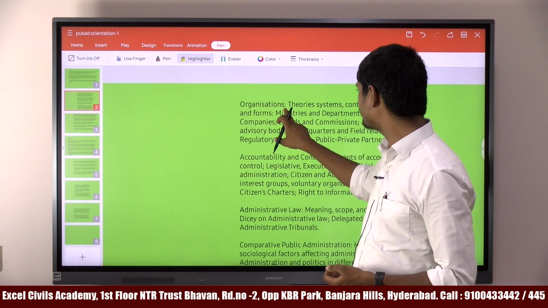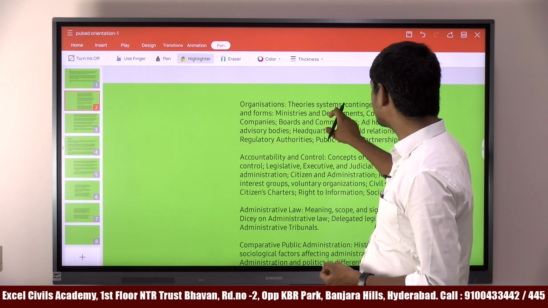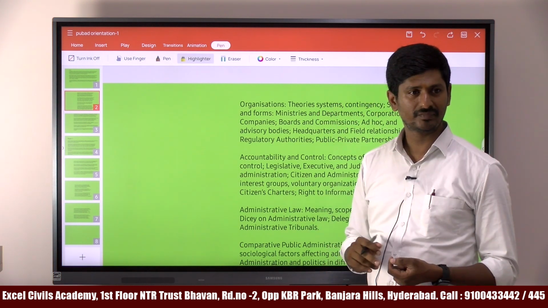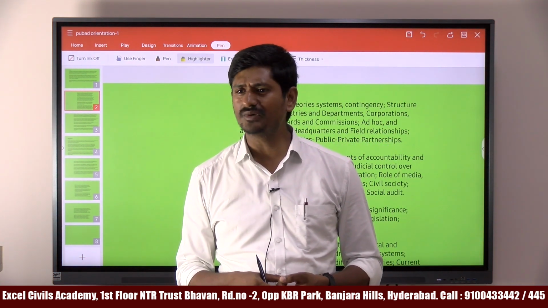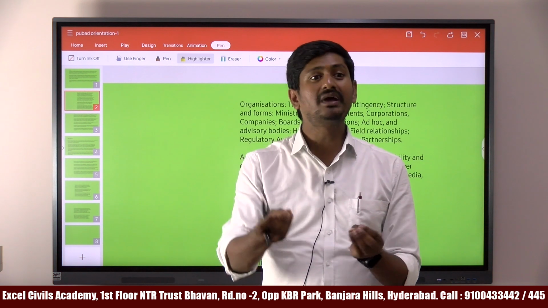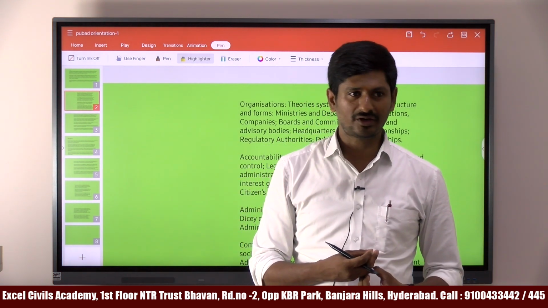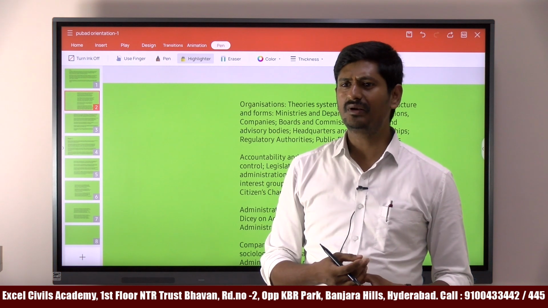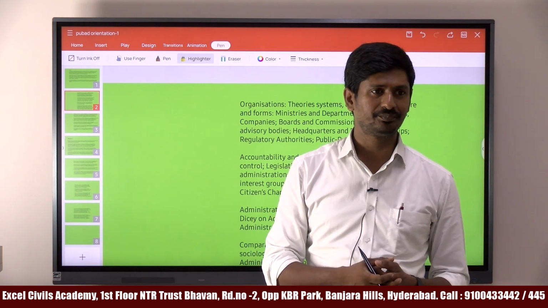How should this organization function? There are various theories, for example, systems theory and contingency theory. What these theories talk about is that any organization must be able to respond to external stimulus. Are you able to understand? For example, no organization can be insulated from external factors.